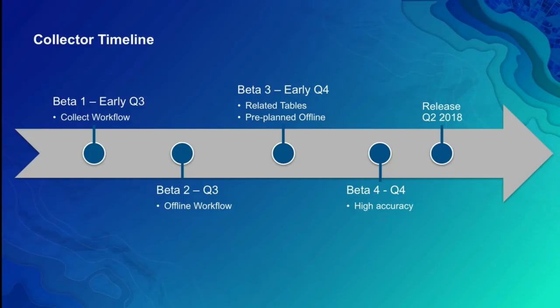So really important to us is getting your feedback, as Doug mentioned. We're planning to have our first beta on this collect workflow pretty soon, early in Q3. And like Collector progressed over the few years it's been out, we have similar drops that are coming. We've got dependencies with our underlying runtime team to get new features in, like the ad hoc offline, the related tables isn't there, the high accuracy stuff's not there. So that'll lead us right up to Q2.